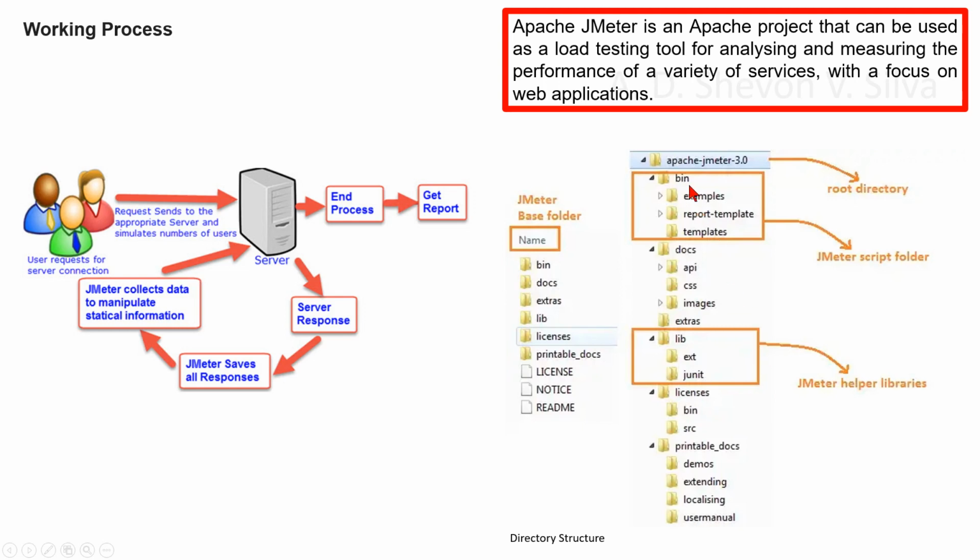Bin holds the script files to launch JMeter. Docs holds offline reference docs. Extras holds scripts and extensions. Lib holds helper jar libraries for JMeter. Then ext contains JMeter protocol libraries. Then JUnit library for JMeter. Printable docs contain ready-to-print docs.